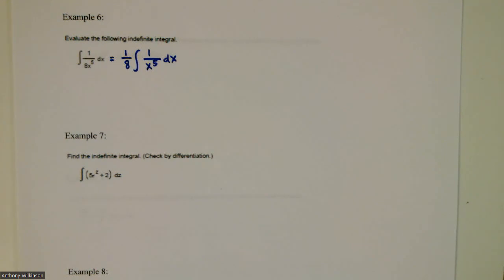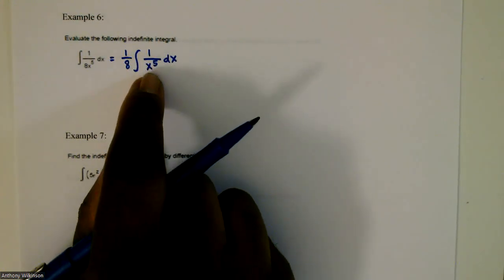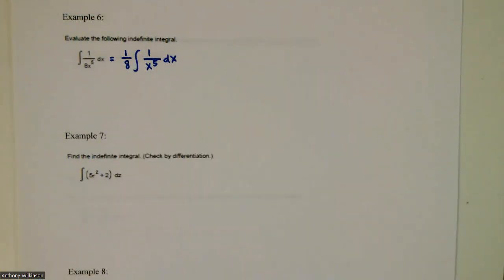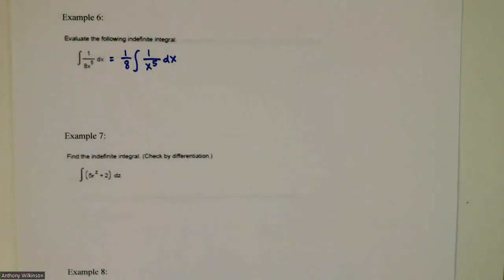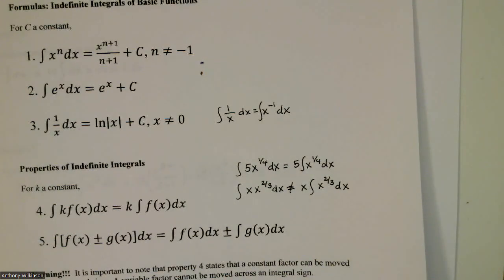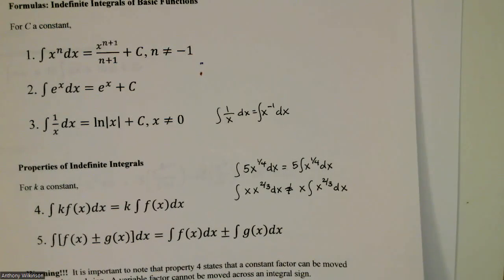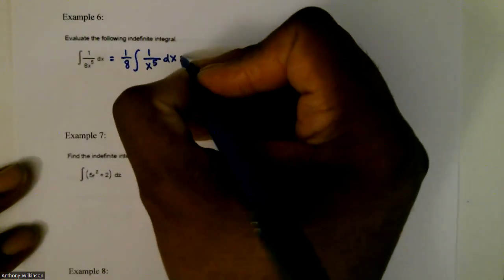Now, do not make this mistake by saying that the integral of 1 over x to the 5th would be ln of the absolute value of x to the 5th. That's not the case. It does not work like that. It only works when you just have 1 over x. Here you have 1 over x to the 5th, so we need to write that using negative exponents.